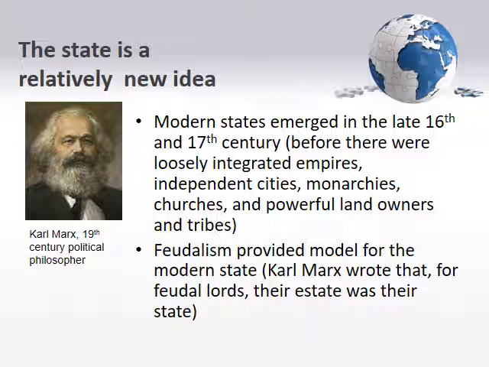So when we think about a system of powerful landowners, we think of feudalism, and this provides the model for the modern state. So if you think about it, a feudal lord will control their territory, and there may be an economy and a border or a walled area that encloses this territory. So Karl Marx wrote that for feudal lords, their estate was their state. This is the prototype for what became the state system.